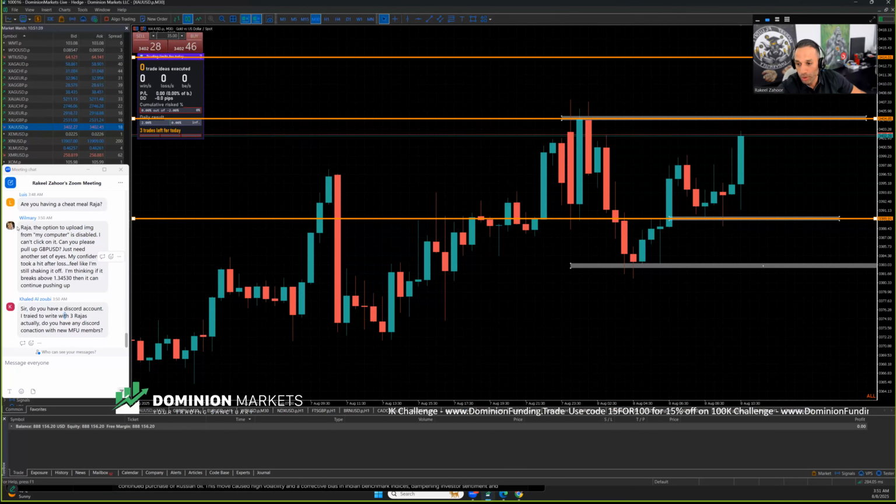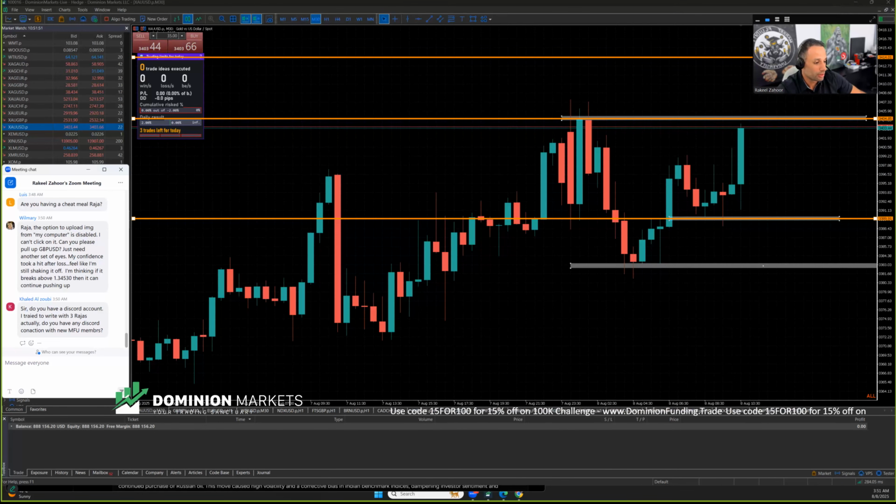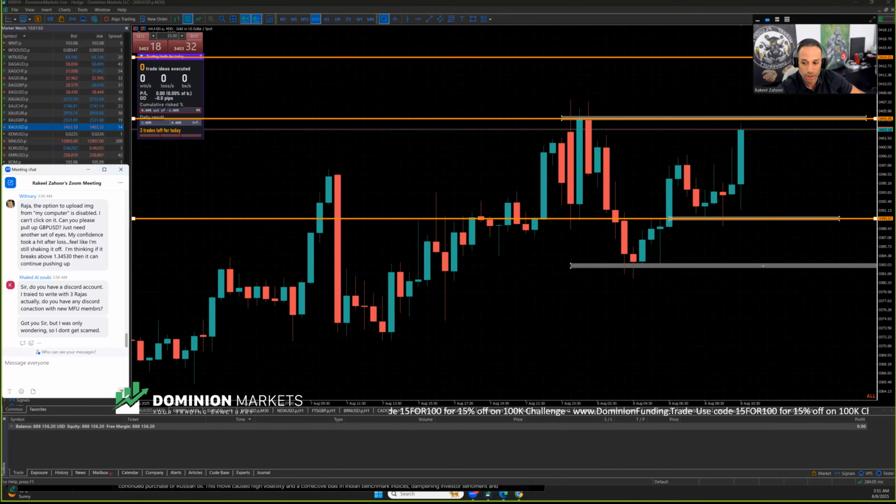The option to upload image from my computer is disabled. I can't click on it. Can you please pull up the chart? I feel like it's going to continue to push up. Yeah, brother, I need to look at a chart.